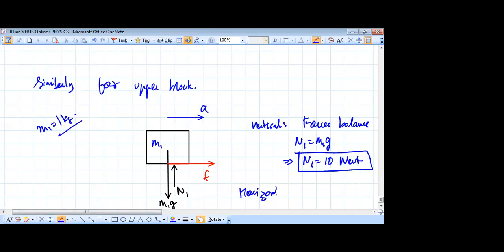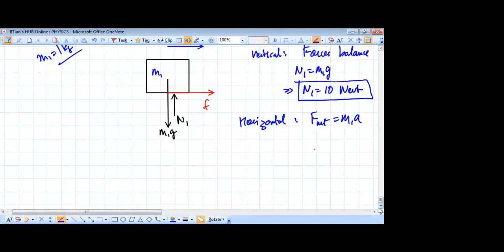Now along the horizontal direction, for this one the net force should become its mass into its acceleration. So the net force कितना होगा? वो सिर्फ friction होगा यहाँ पे. So the net force is friction, and that should be equal to M1 a. So this is our second equation. This is our important equation here. Substitute this, so it will become a in magnitude, because M1 was equal to 1 kg.